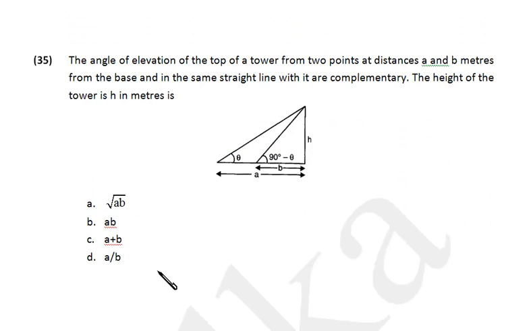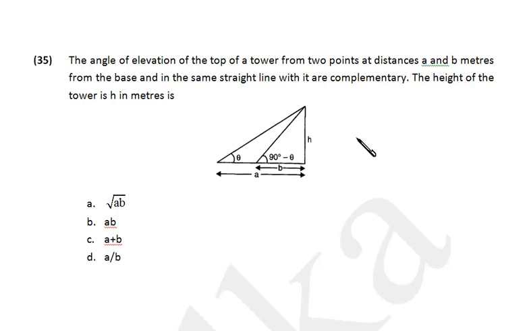Now this one: the angle of elevation of the top of a tower from 2 points at a distance a and b meters from the base and in the same straight line with the tower are complementary. The height of the tower is? Complementary angle, that means sum of them must be 90 degrees. So if this is theta, this must be 90 minus theta, right? So we have to find out the height of the tower, that's h.